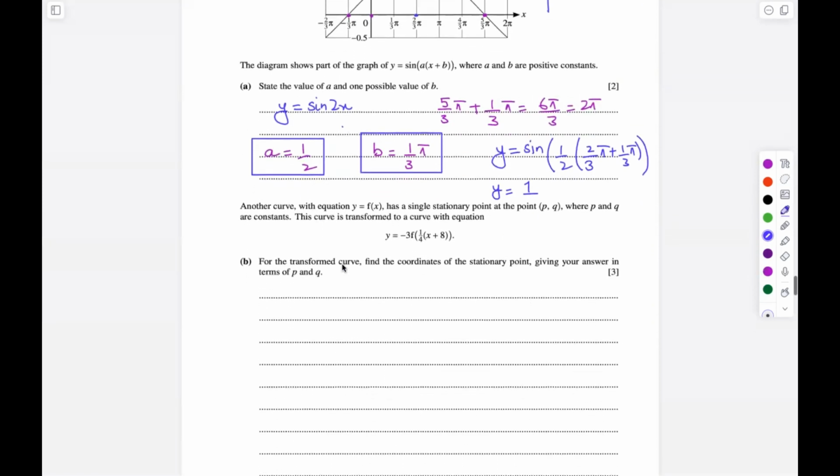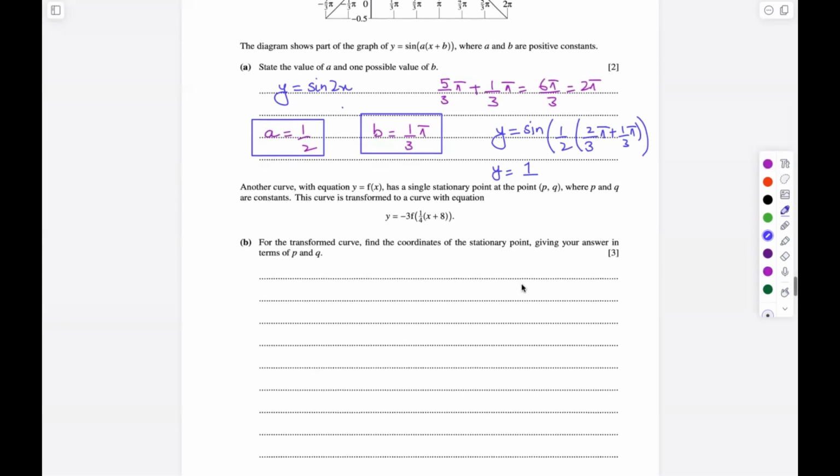In part B, it says that another curve with the equation y equals f of x has a single stationary point at the point (P, Q), where P and Q are constants. This curve is transformed to a curve with the equation y equals minus 3f of (1 upon 4 x plus 8). We have to find, for the transformed curve, the coordinates of the stationary point, giving our answer in terms of P and Q.